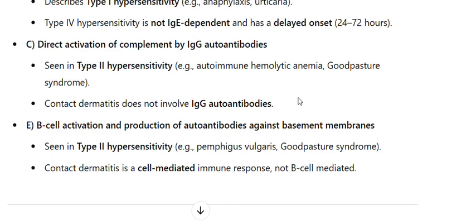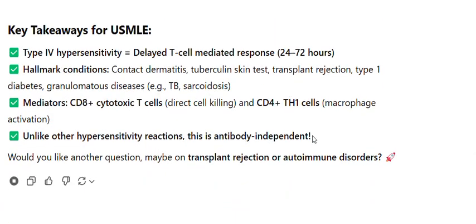Key takeaways for USMLE. Type 4 hypersensitivity equals a delayed T-cell mediated response, 24 to 72 hours. Hallmark conditions: contact dermatitis, tuberculin skin test, transplant rejection, type 1 diabetes, granulomatous diseases, e.g. TB, sarcoidosis. Mediators: CD8+ cytotoxic T cells, direct cell killing, and CD4+ TH1 cells, macrophage activation.